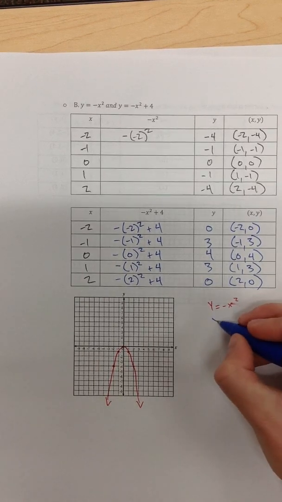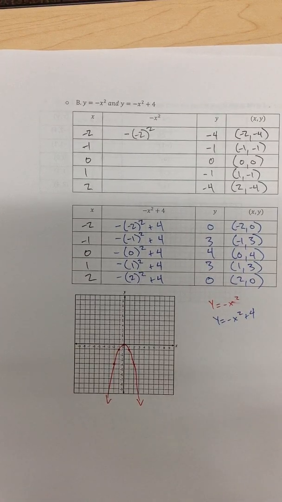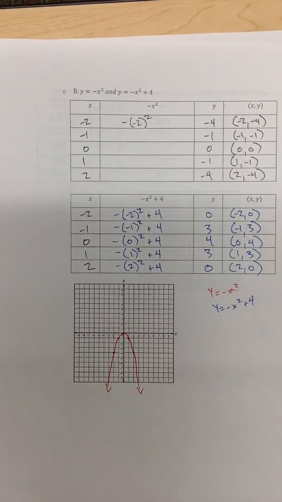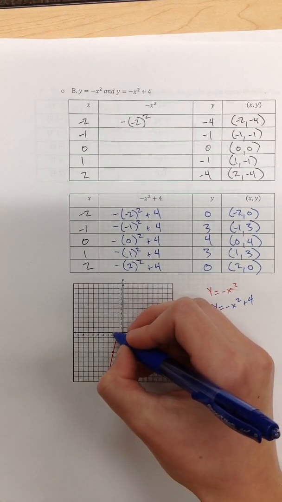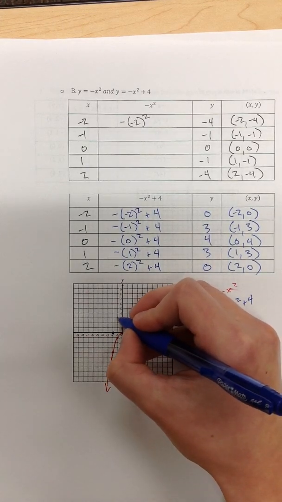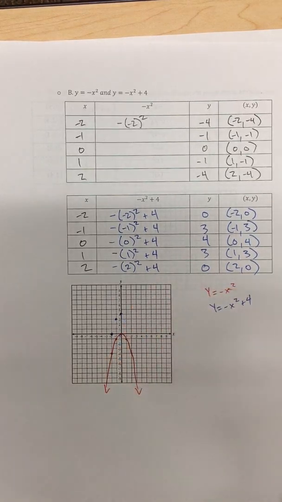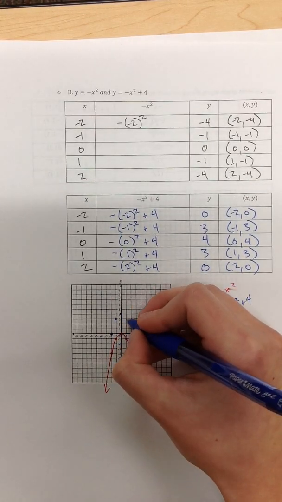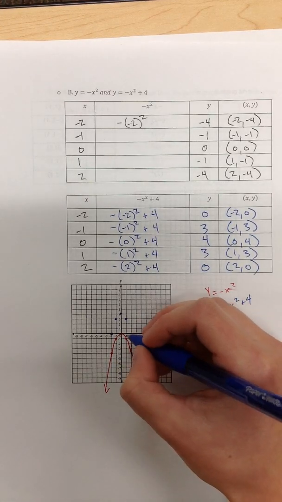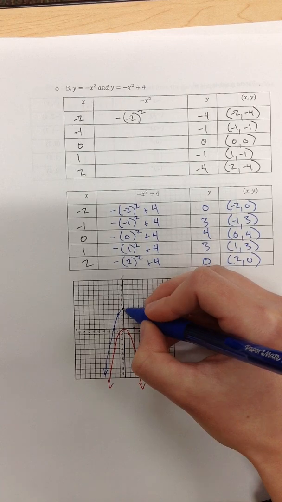Alright, so this one's going to be my blue one here. y equals -x squared plus 4. So I'm going to graph those points here in blue. -2, 0, so left 2, up 0, so right on the line. And then we've got -1, 3, so left 1, up 3. 0, 4, so over 0, up 4. 1, 3, right 1, up 3. 2, 0, right 2, up 0. Just draw our lines in there.